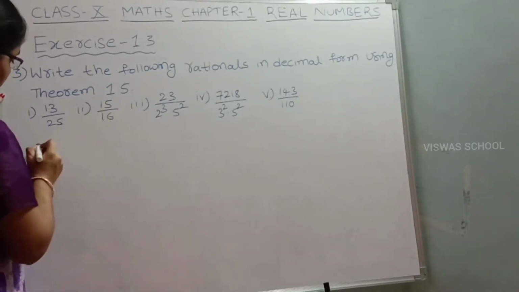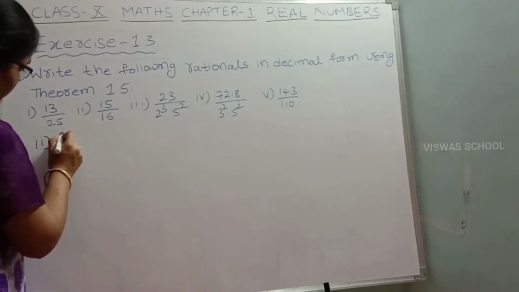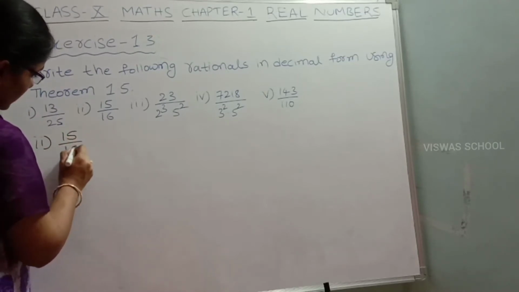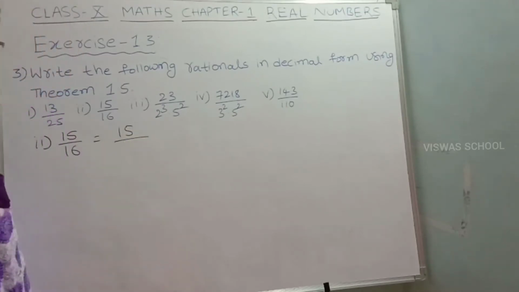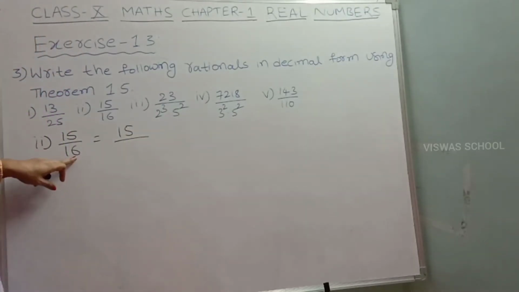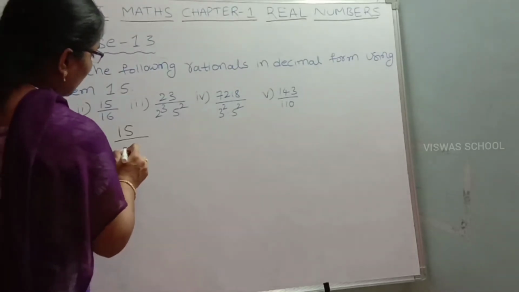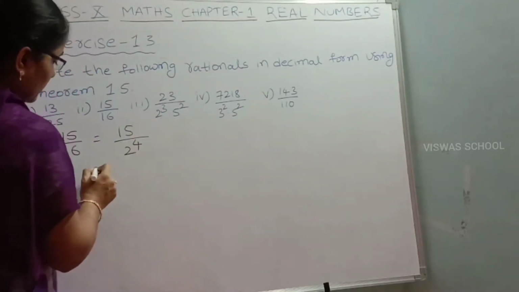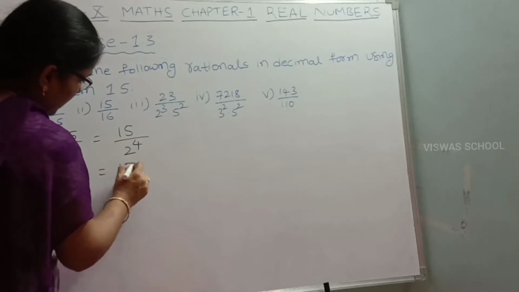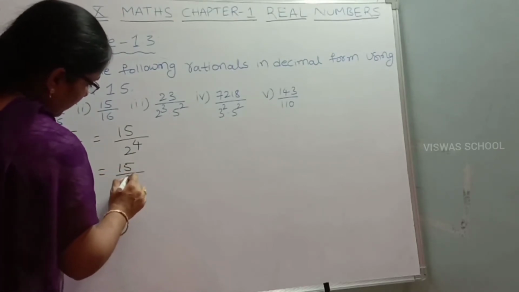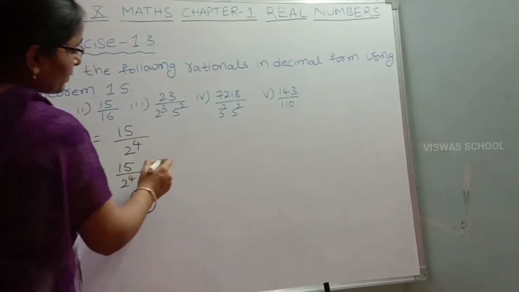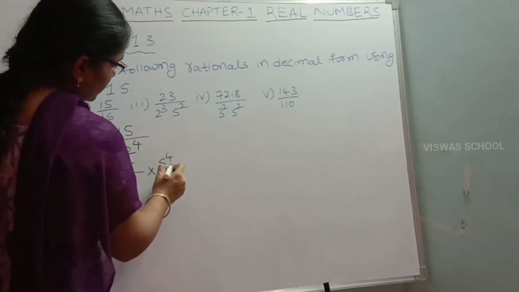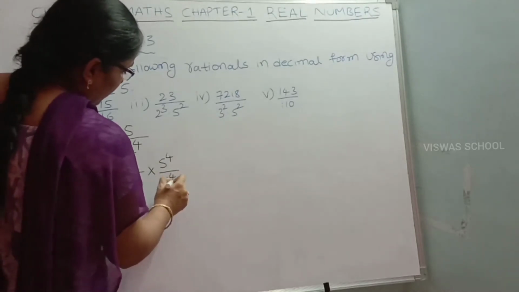Next, the second one is 15 by 16. How do you write this here? 16 is written as: 2 2s are 4, 4 2s are 8, 8 2s are 16. That is 2 to the power of 4. Now, converting the denominator into 2 power n into 5 power m, here we have to multiply and divide with 5 to the power of 4, that is 5 power 4 by 5 power 4.